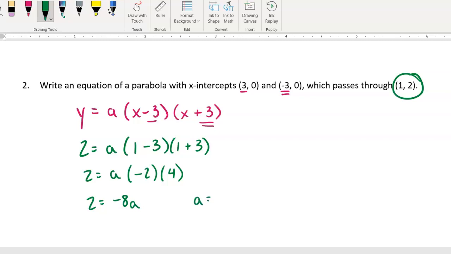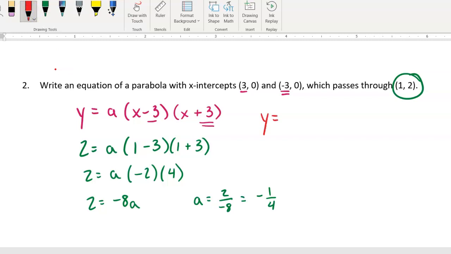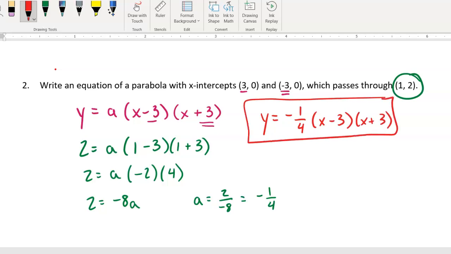And so when I solve for a, we would divide both sides by -8. So be careful, we don't take the biggest number divided by the smallest number. We always take the number without the variable divided by the number with the variable. And we reduce that. So 2 goes into both of those. This would reduce to -1/4. So our equation, put this all together now, it'd be y equals my a value, which is -1/4, times x minus 3 times x plus 3. So that equation would have x-intercepts at 3 and -3, and it would go through the point where x is 1 and y is 2.